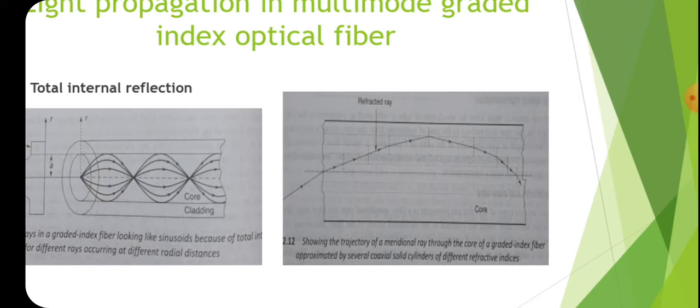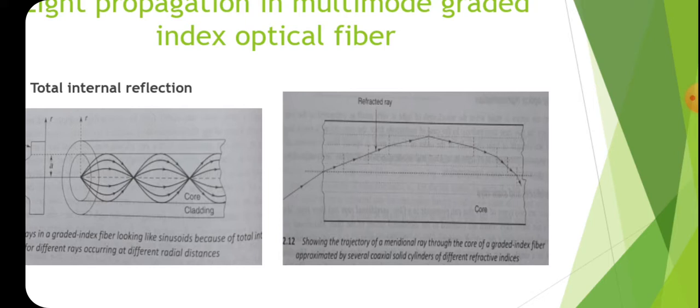So when we consider a plane that contains the axis of symmetry, then the meridional ray will be lying in that plane, okay. You got the idea? That means a meridional ray is a ray that lies in the plane containing the axis of symmetry of the fiber, okay. So that meridional ray will lie in the plane containing the axis of symmetry.